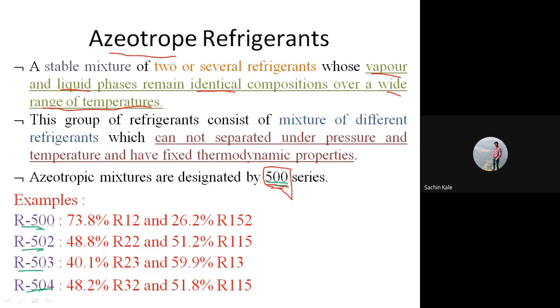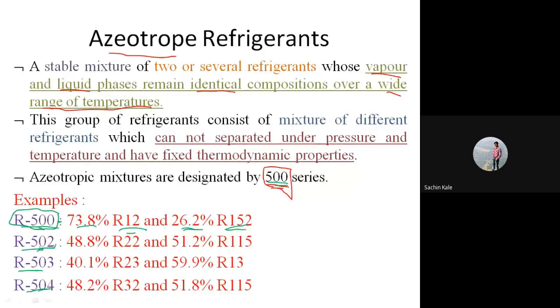Out of that, the R500 refrigerant is a mixture of R12 and R152. While mixing these two refrigerants, R12 and R152, we have to take 73.8% of R12 and the remaining 26.2% of R152. Then and only then will you get the R500 refrigerant.